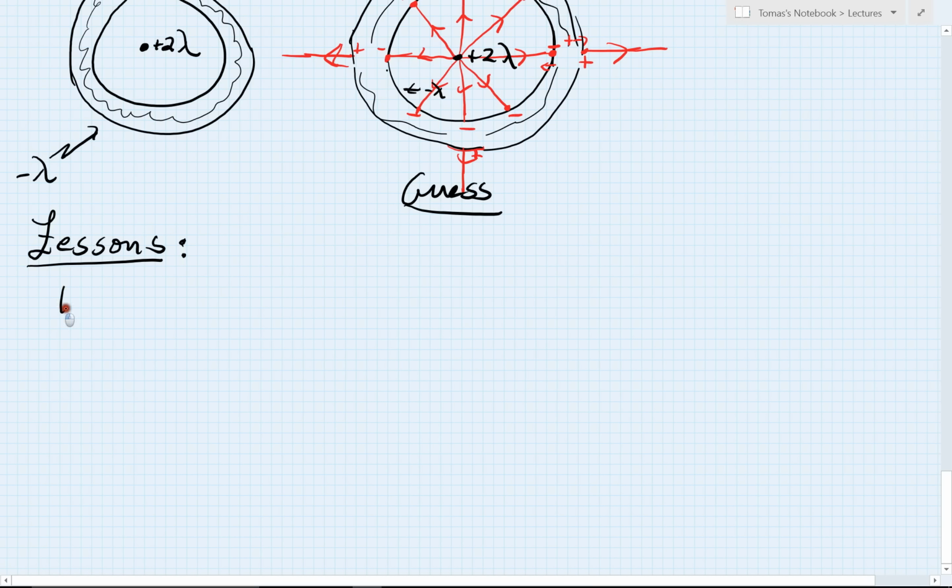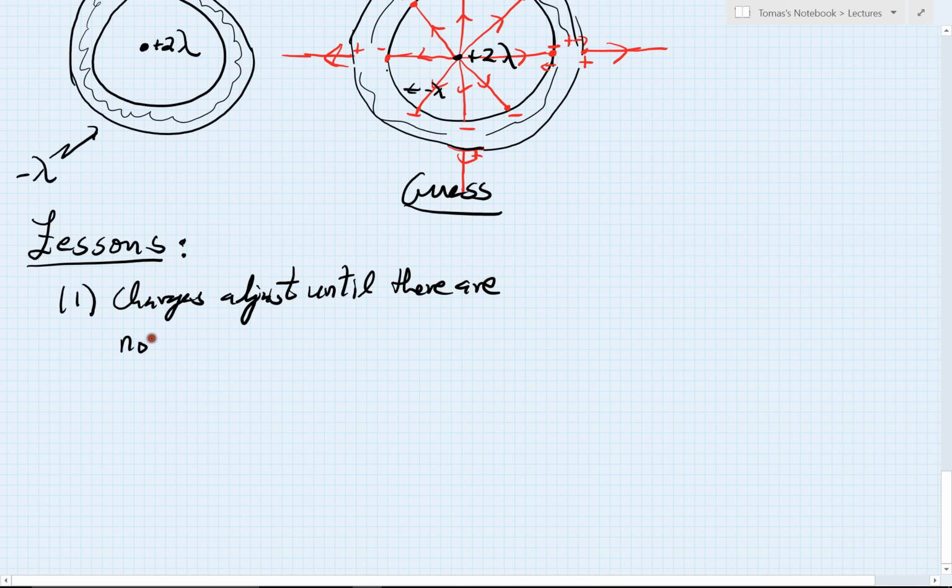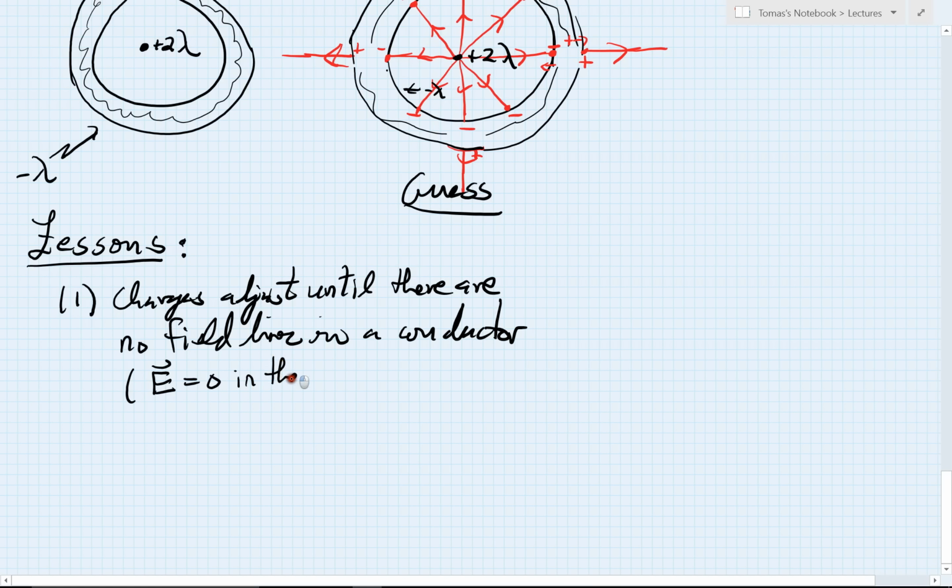So the first lesson, number one, is that the charges, because they are free to move in the conductor, are going to adjust until there are no field lines in any conducting region, in a conductor. Another mathematical way of saying that is that the electric field actually has to be zero in the conducting regions.